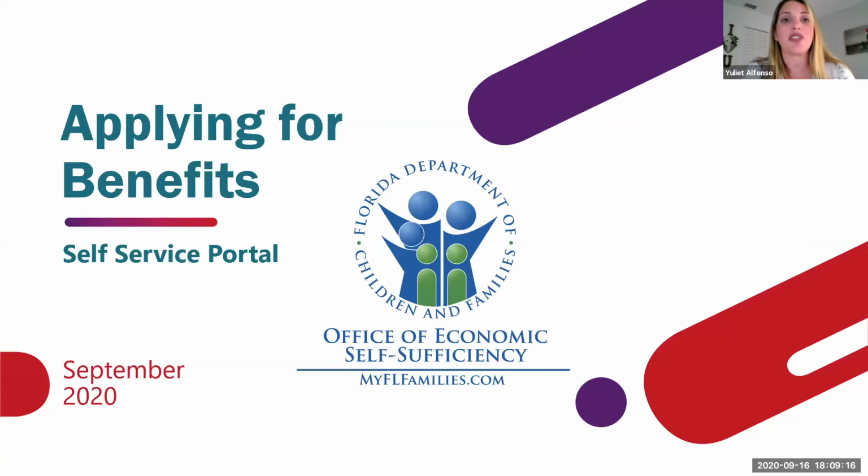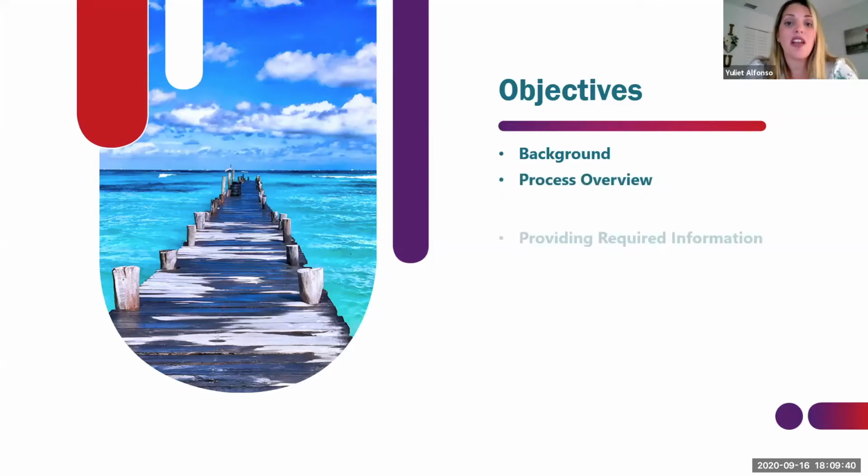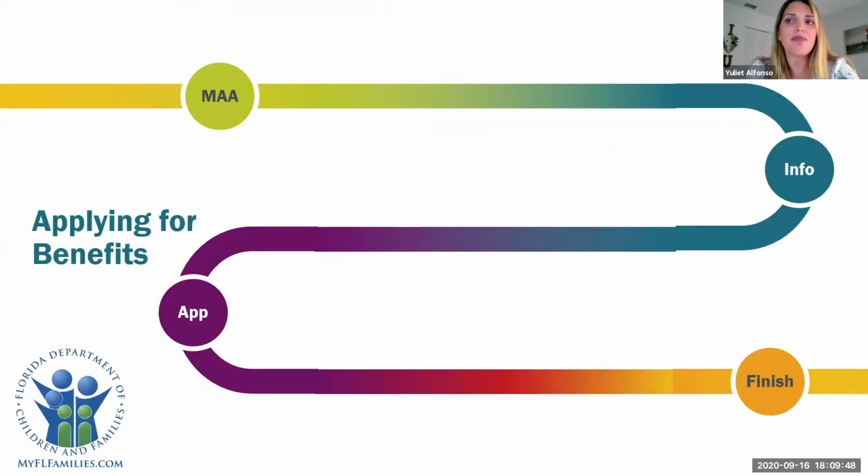So to begin, the presentation is about how to apply for benefits with the Department of Children and Family. And this is done through an online application. We also have a paper application, and I'll be going over the details as I start my presentation. The objective of the presentation is to give you a little bit of information on the background of the agency and the benefits, the process overview, and provide you some required information that our clients need in order to apply for the benefits.